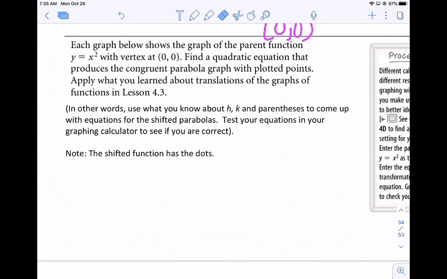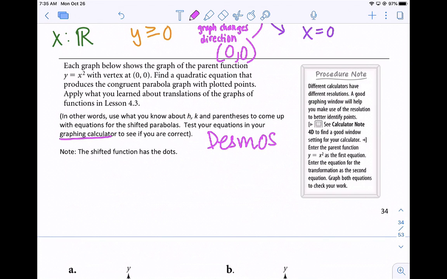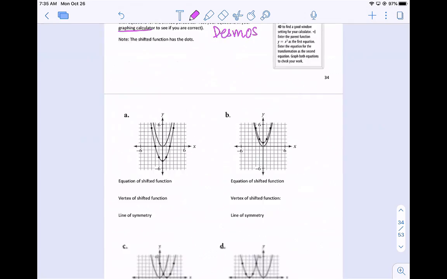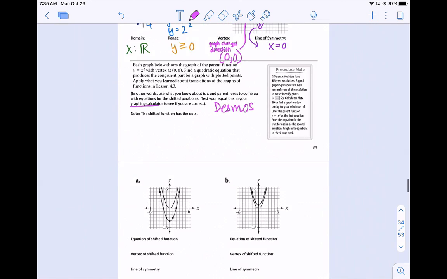Test your equations in your graphing calculator to see if you are correct. And instead of our graphing calculator, of course, we're going to use Desmos. So right now you should open desmos.com. Oh, and note the shifted function has dots. Okay, so let's go over an example of what this part of the investigation wants you to do. So again, the shifted function has dots.